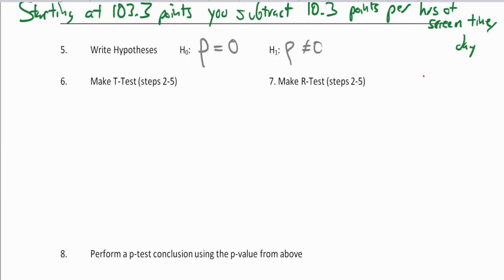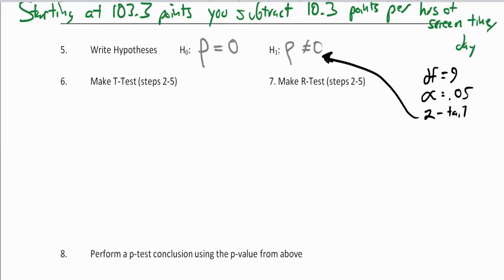Now, it's important, since I don't want to keep scrolling up all the time, to have my degrees of freedom off to the side here. So I'm going to look up 9 degrees of freedom with a 5% alpha. If alpha isn't stated, assume 5%. And we're always going to go two-tail because we're going to be using the not equal to alternative hypothesis.